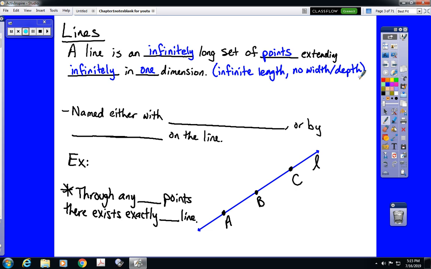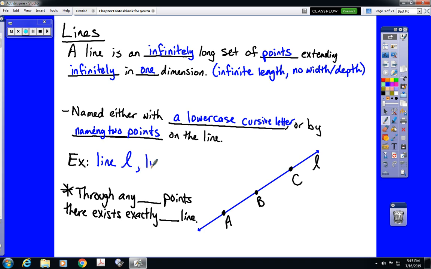Now, when we name a line, there's a couple of ways that we can do that. We can either use a lowercase cursive letter, or we can name 2 points on that line. So here we have a picture of a line that has 3 points on it, A, B, C. Notice the cursive L. So we could name this line L, which would be the lowercase cursive letter option.